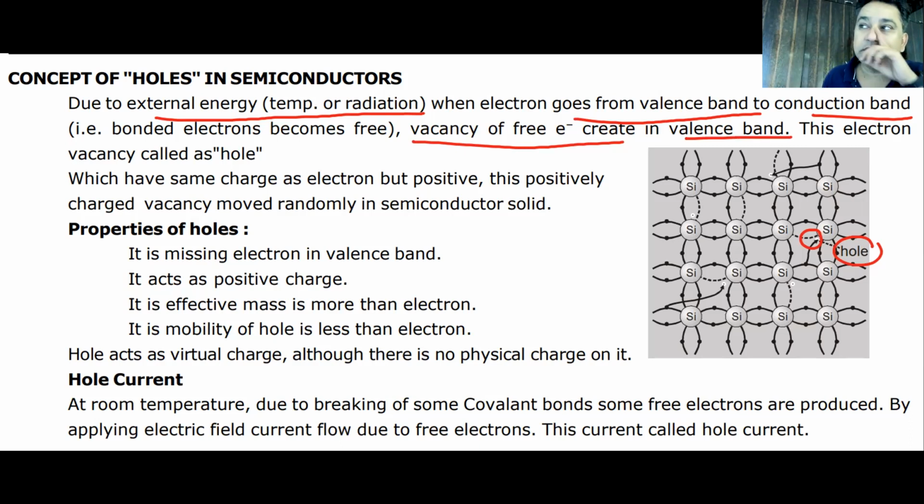We can say it in a different way: one positive charge is more. Yes or no? Yes, sir. One negative charge less is equal to one positive charge more. Yes or no? Yes, sir. This electron vacancy is known as a hole. So if there is a vacancy of an electron, how is this vacancy created? An electron jumping from the valence band to the conduction band leaves a vacancy, a deficiency of an electron. That deficiency is known as a hole. We understand this?